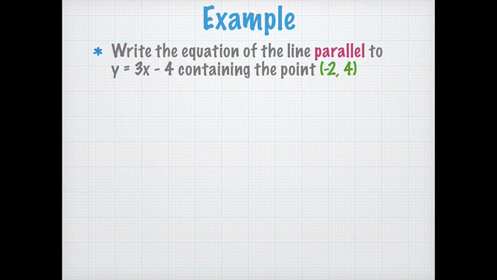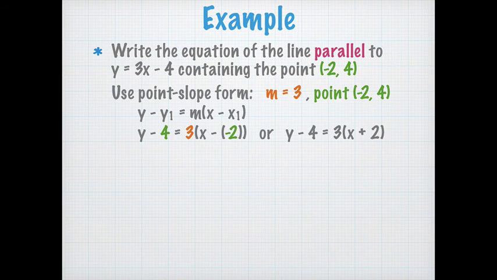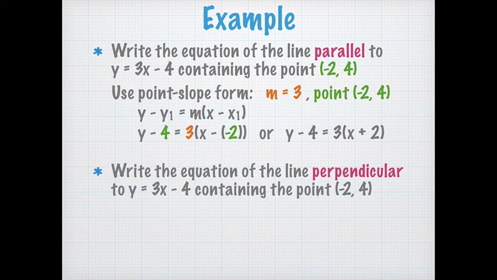Here's an example. Suppose I want to write the equation of the line parallel to y equals 3x minus 4 that contains the point -2, 4. I'm going to use point-slope form. I know my slope is 3 because I want something that's parallel. And I am containing the point -2, 4. So that's my x1, y1. So I write down point-slope form. I substitute in, and then you can simplify at least to x plus 2. And then depending on what form you're asked to write it in, you would continue to transform that equation into that form.